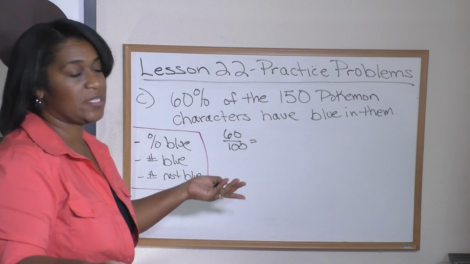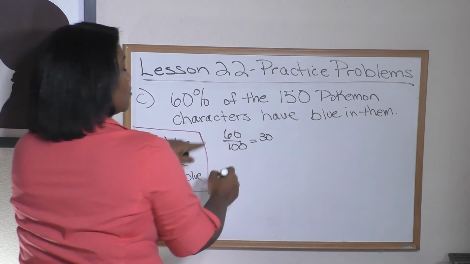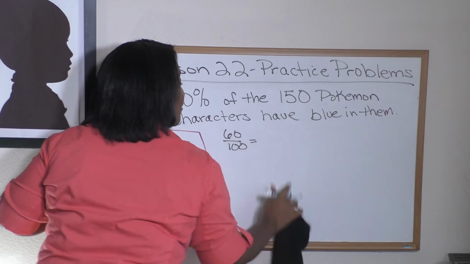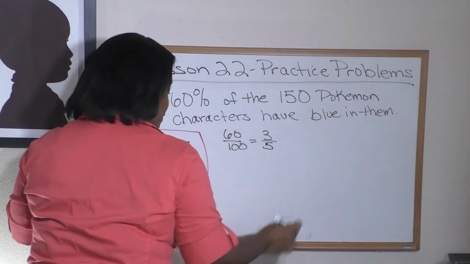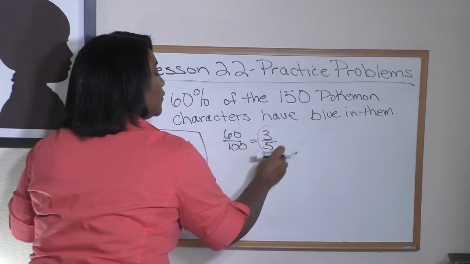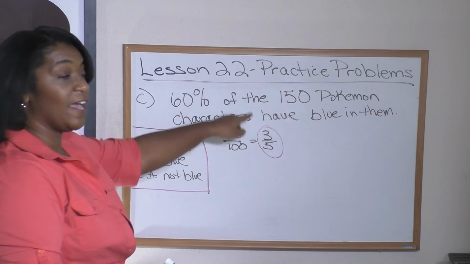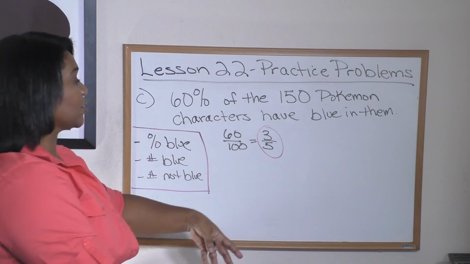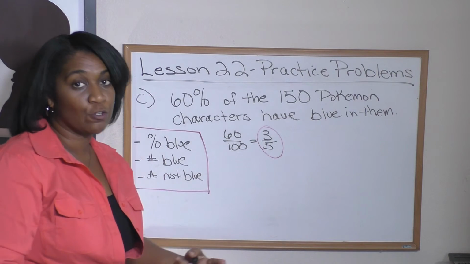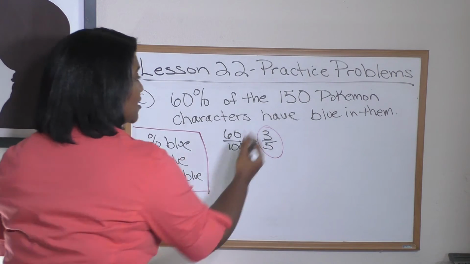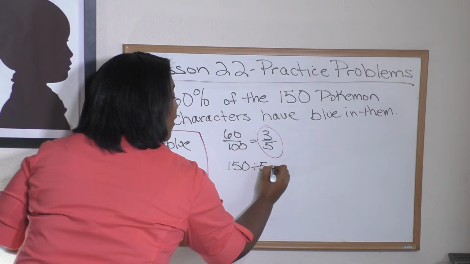So what number goes into both of these? I'm going to say 20 goes into both of these. 60 divided by 20 is 3. Sorry, I can do math, I promise. 3 over, 20 into 100, 5. So 3/5 is our first answer. Did you get that? Good. Let's keep moving. 3/5 of the 150 Pokemon characters. So we've got to take our 5, which is our denominator, and we're going to make 5 groups from our 150. So the second part is we take 150 divided by 5.